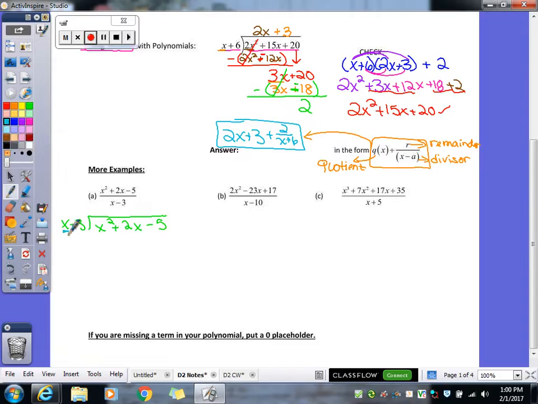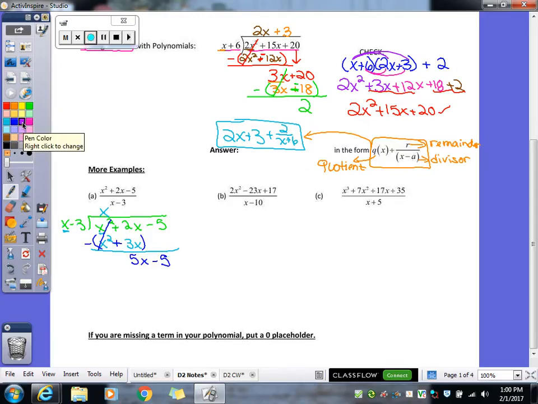So again, we're going to look at the first terms. How do I make an x into an x squared? Times it by x. So I put my x up top. X times x is x squared. X times negative 3 gives me a negative 3x. So we got to subtract that. So when we subtract, what happens to our x squareds? Cancel. My 3x here turns to what? Positive, because again I was subtracting. So 2x plus 3x gives me a 5x.